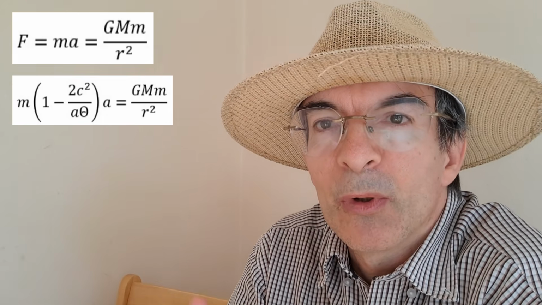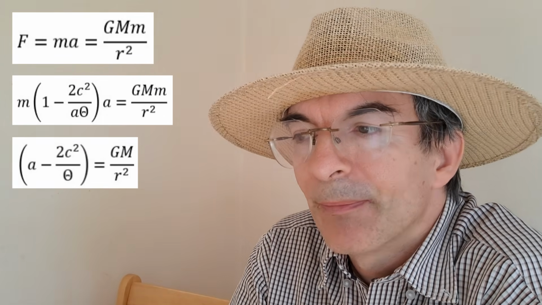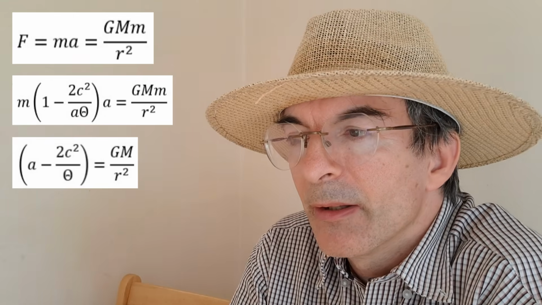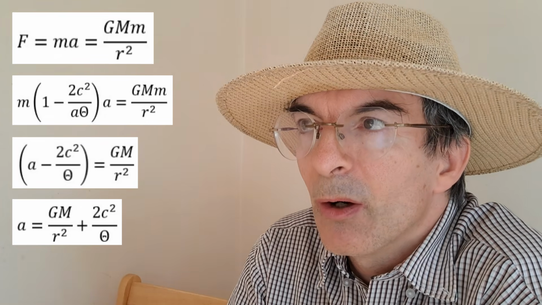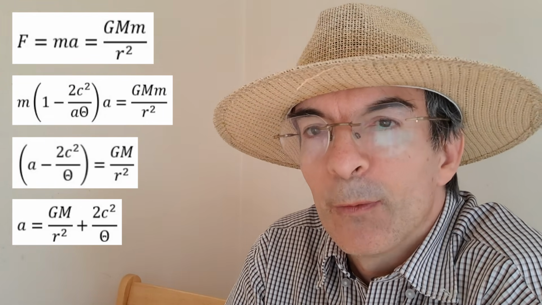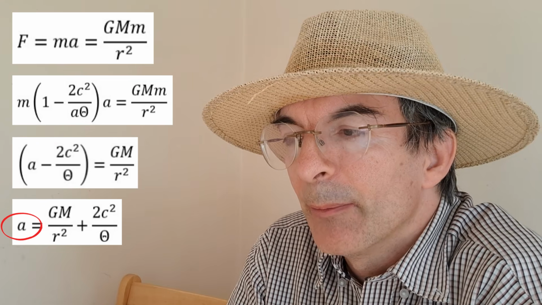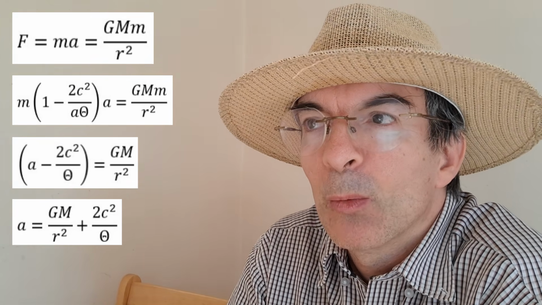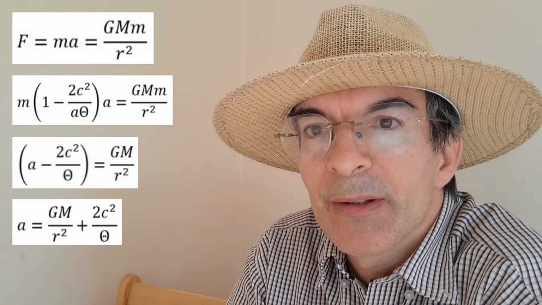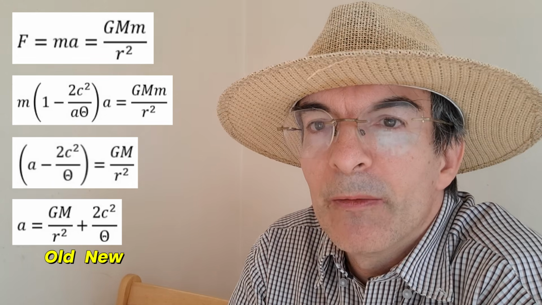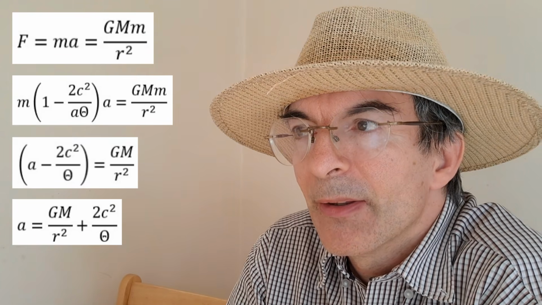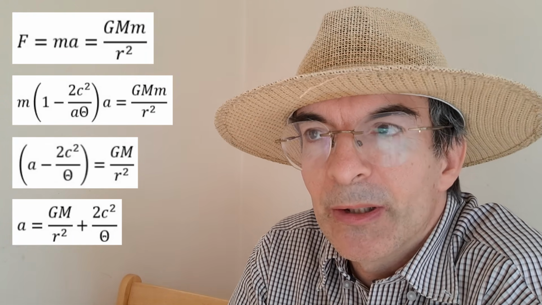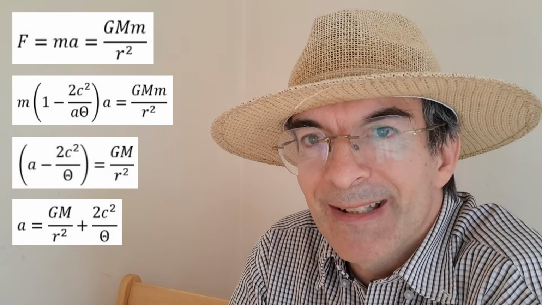And then if you multiply out the terms, you get this, the third line here, and then you can get this. So this shows that the acceleration of the object, of the falling ball, if you like, is given by a = GM over r squared, which is simply the same as we had before, plus a term which is 2c squared over theta. And the interesting thing here is that the second extra term due to quantized inertia is independent of the mass. There's no mass in there.